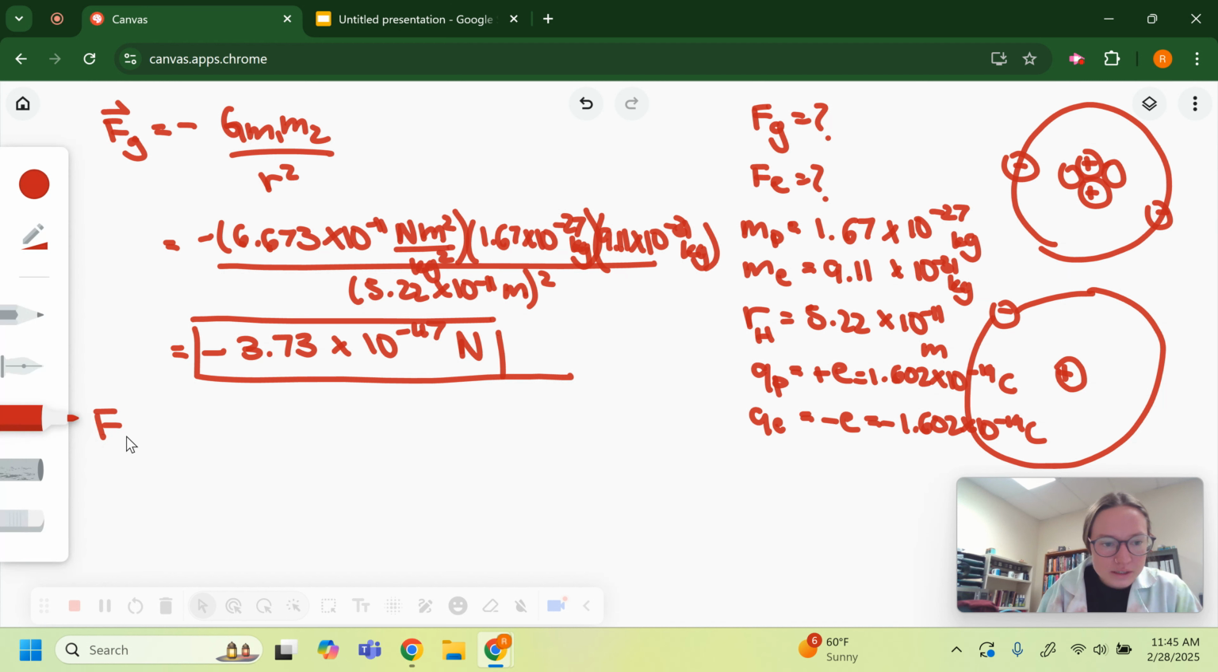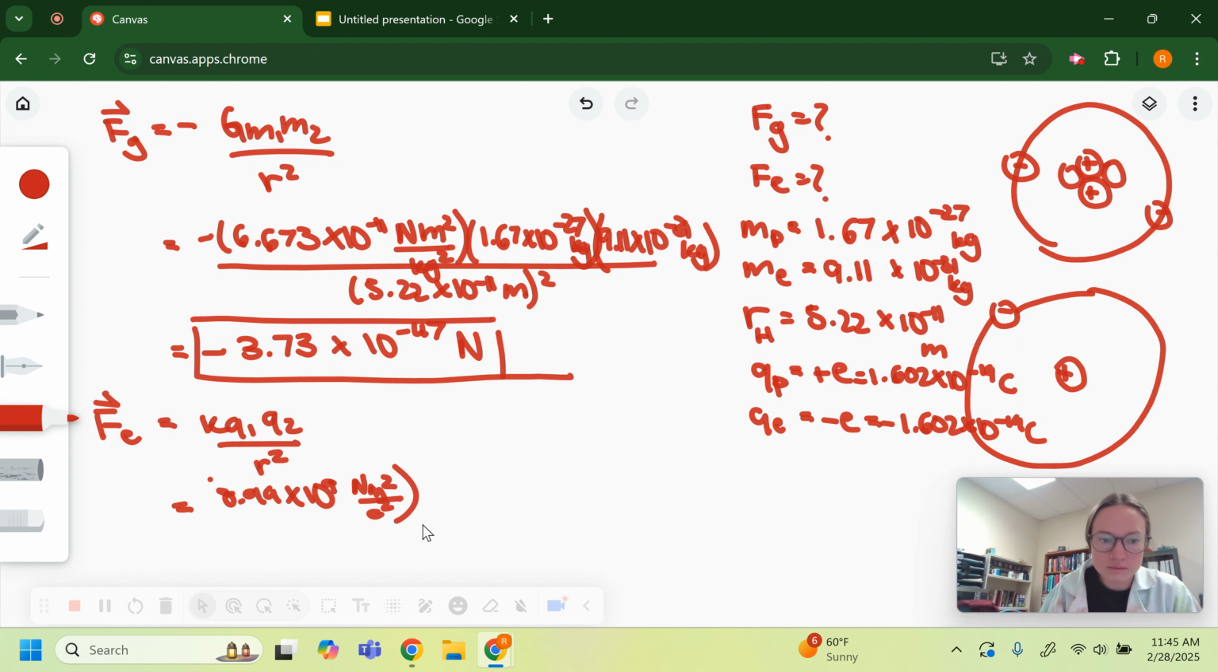The electric force is equal to K Q1 Q2 over R squared. No need to put a negative sign in front this time because the signs of our charges will take care of it for us. When we plug in numbers here, our K is equal to 8.99 times 10 to the 9th newtons meters squared per coulomb squared.